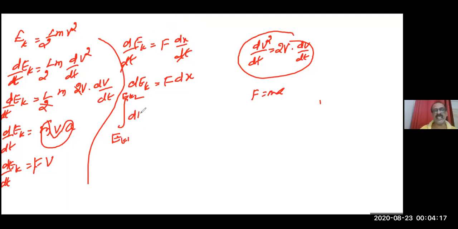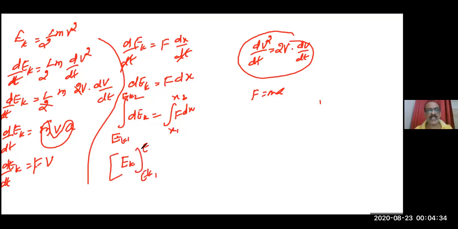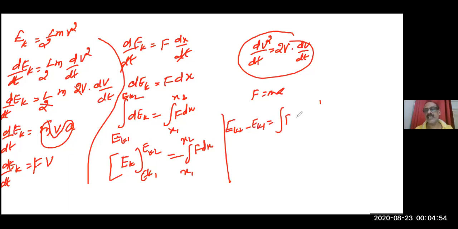That is, dEk is equal to integral f dx from x1 to x2. If you are integrating dEk, you will get the total kinetic energy Ek. Its limits are Ek1 to Ek2. This is integral f dx from x1 to x2. And finally, the upper limit of Ek minus the lower limit, Ek2 minus Ek1, is equal to integral f dx from x1 to x2.